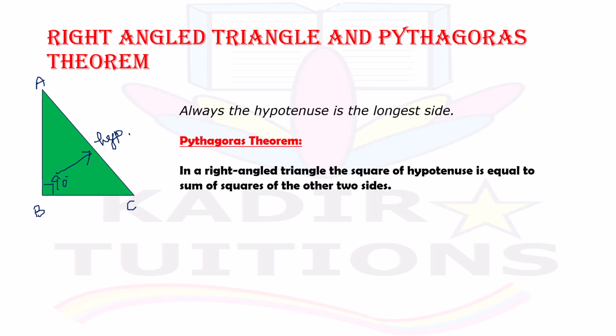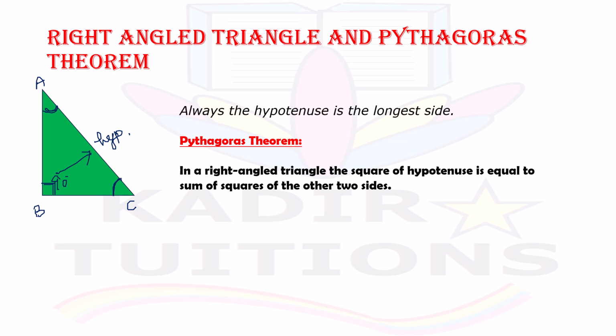In the initial property, during the angle sum property, I told that in a triangle, whatever angle is greater, the side opposite to the greater angle is going to be the longest side. So in this triangle, this angle itself is 90 degrees. As per the angle sum property, angle A and angle C together need to form 90 degrees, right? Then only you will get 180 degrees.